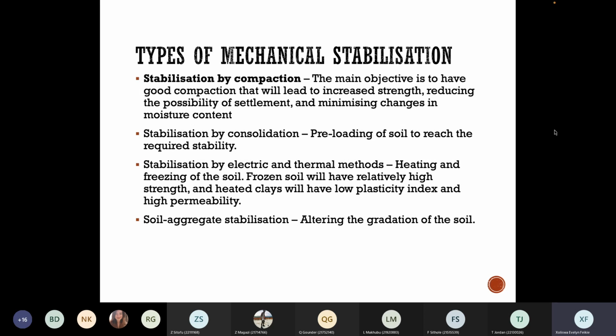Soil aggregate stabilization is altering the gradation of the soil. So this one is where you realize that the particles that you have will not give you the compactive effort or the compaction that you desire, then you bring in alternative aggregates to alter the gradation of that soil. So if it was not well graded, maybe it was gap graded. If it had bigger particles, you introduce finer. If it did not have bigger particles, then you introduce the bigger particles.